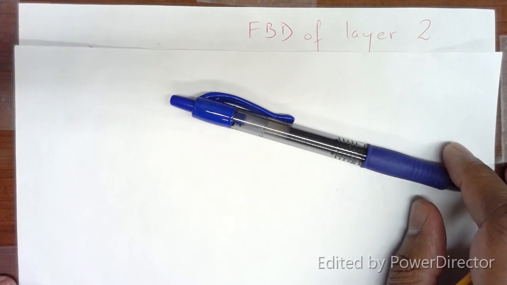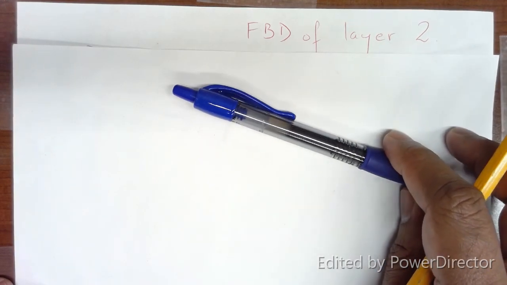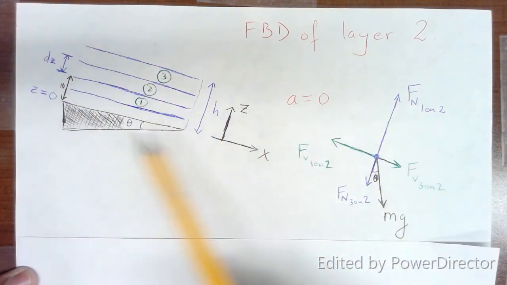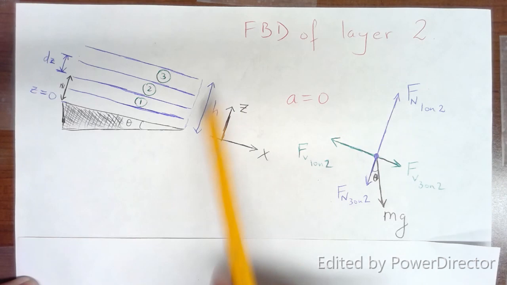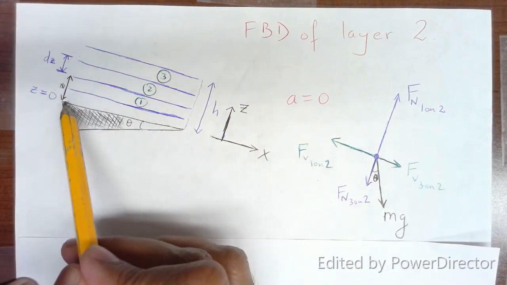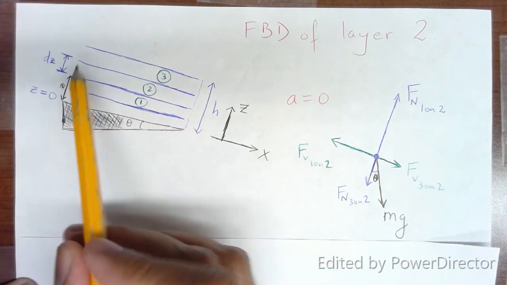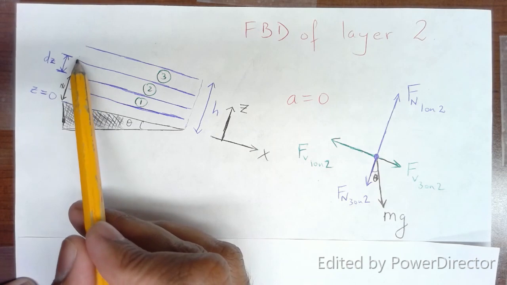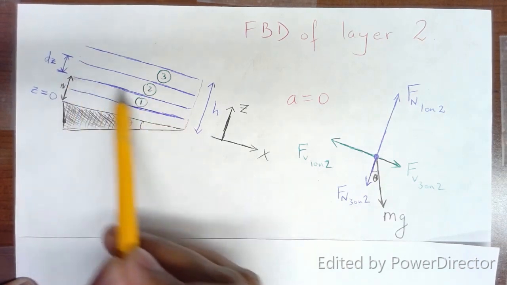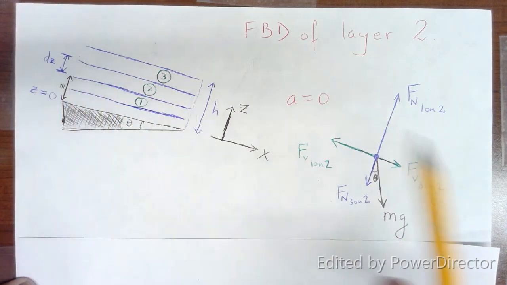As always, when dealing with a force problem, we draw a free body diagram. So here we will draw a free body diagram of layer 2. Once again, here's the situation. The river has a total depth of h. We're going to set z equals 0 at the river bed, and we're going to say that the bottom of layer 2 is at a distance z, and then layer 2 itself has a thickness dz. So this interface is at z, and this is at z plus dz.